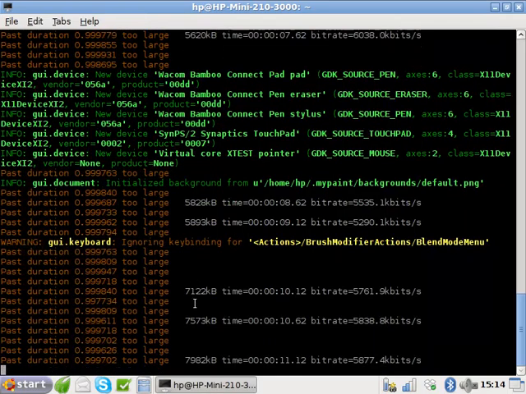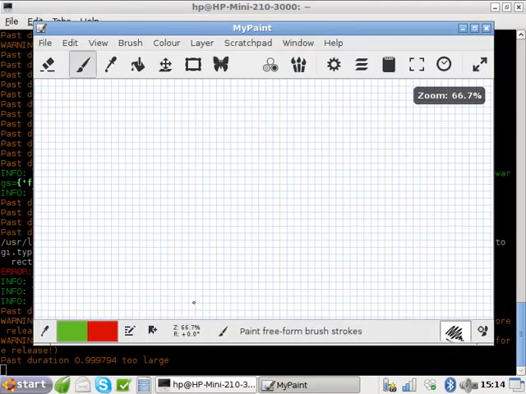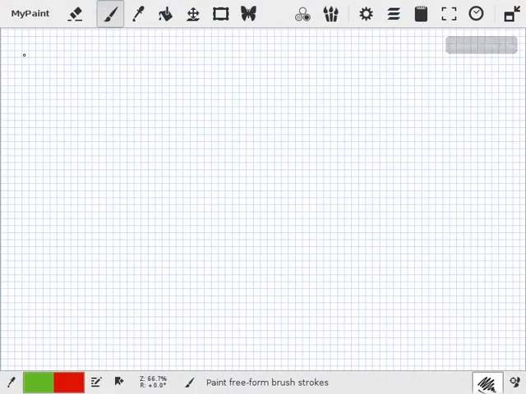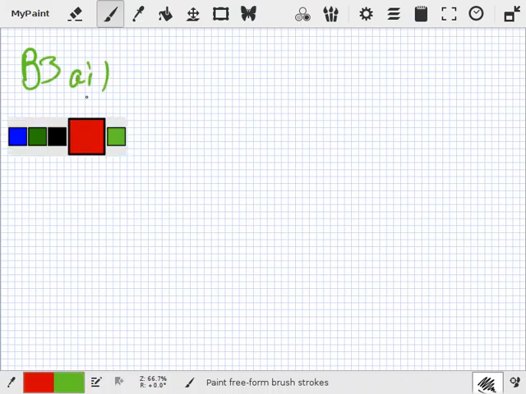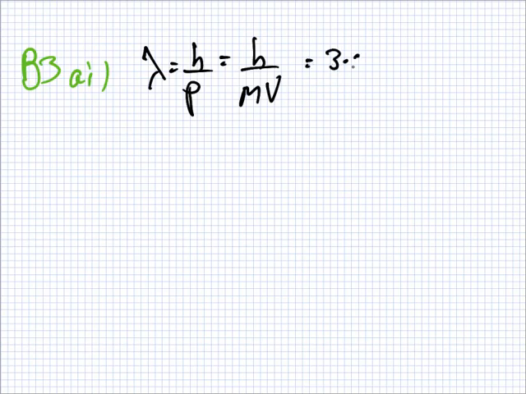We'll run through these really quickly again. So the first one, B3A1, what was it? It was the wavelength, which is h over p, h over mv, and all that information is given. 3.095. You have it from yesterday? Yeah, okay. So what was it? 3.095. Yeah.